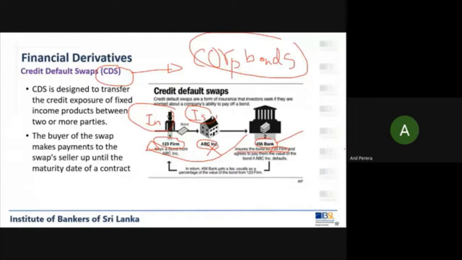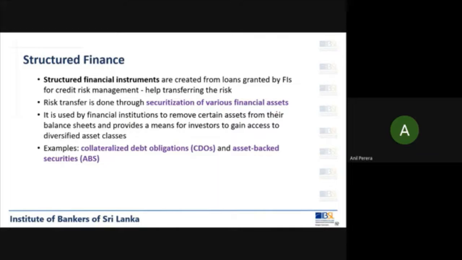You are swapping your risk with another party. Your default risk is swapped with another party. That is the idea. Now, why does this bank 456 do this? They will get a charge, a fee, for that. So they also earn income by this arrangement. Okay. So these are very common and were very actively used during the period close to the financial crisis.